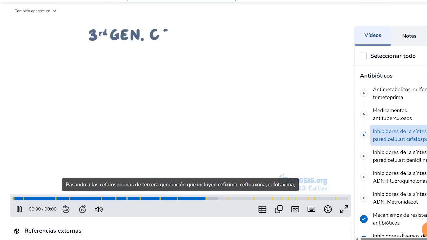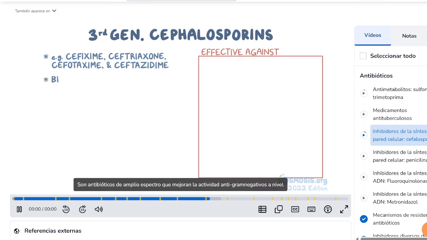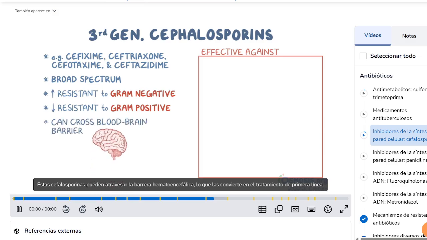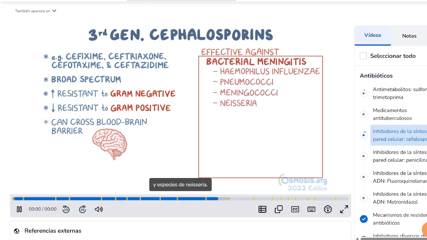Moving on to the 3rd generation cephalosporins, which include cefixime, ceftriaxone, cefotaxime, and ceftazidime. These are broad-spectrum antibiotics which improve anti-gram-negative activity at the cost of decreased efficiency against gram-positive bacteria. These cephalosporins can cross the blood-brain barrier, making them first-line treatment for bacterial meningitis, which can be caused by Haemophilus influenzae, pneumococci, meningococci, and Neisseria species.